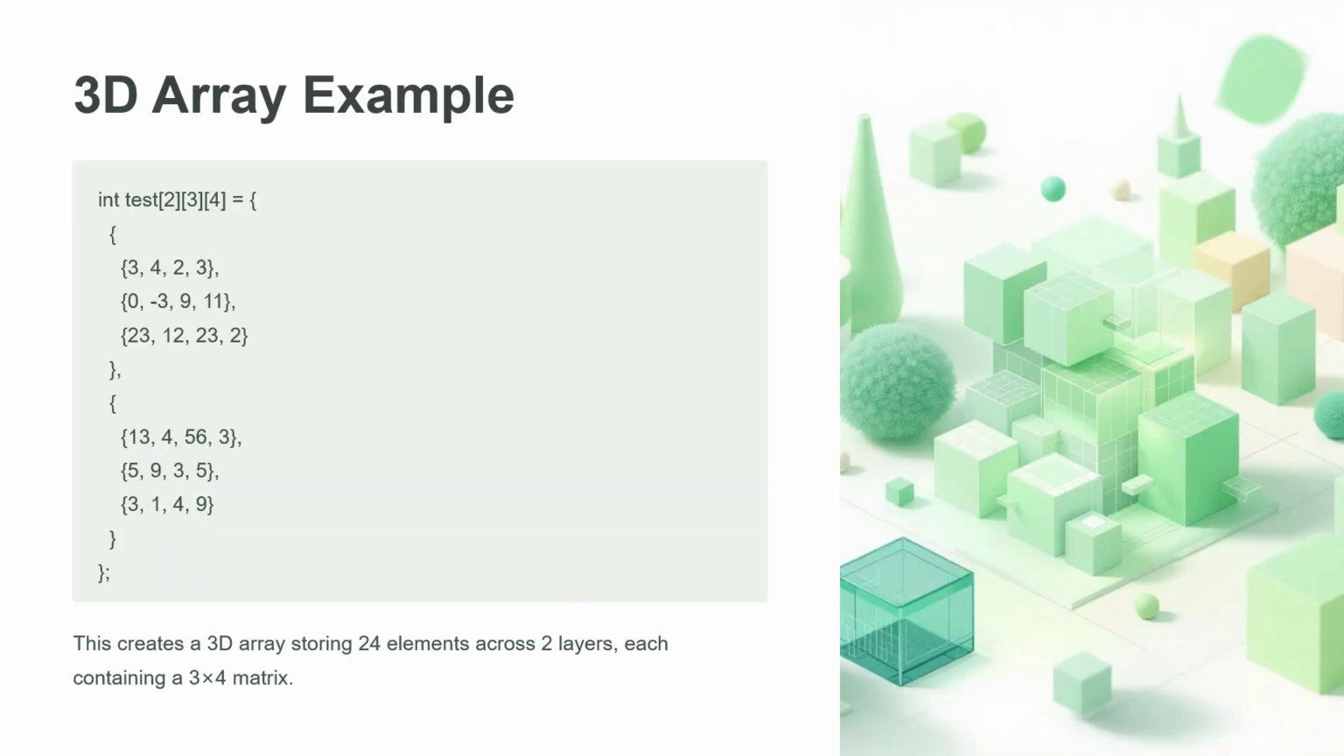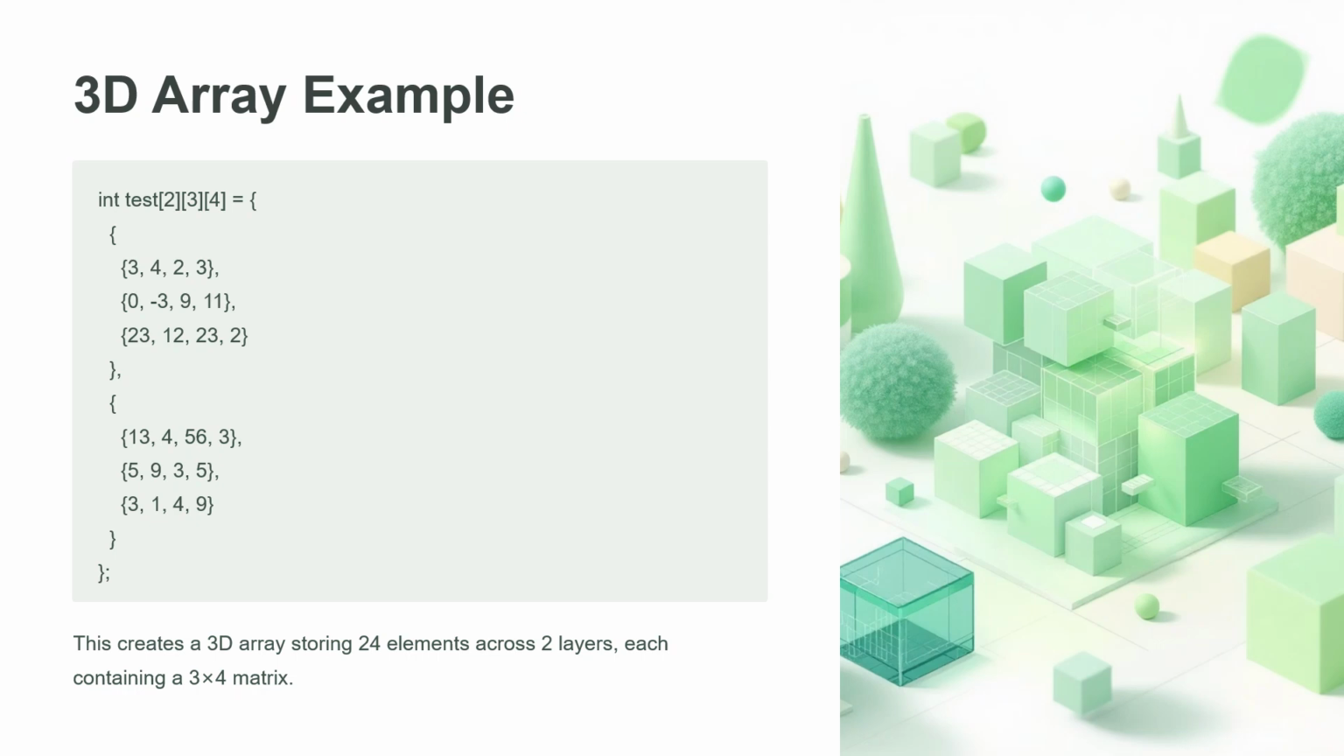So here you can see an example of a 3D array, which is created for storing 24 elements across 2 layers, so that it contains a 3 by 4 matrix. In the real world, 2D is essential, but 3D is more for game development, scientific computing, or database operations.